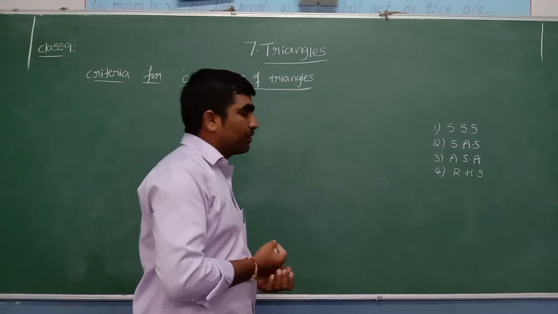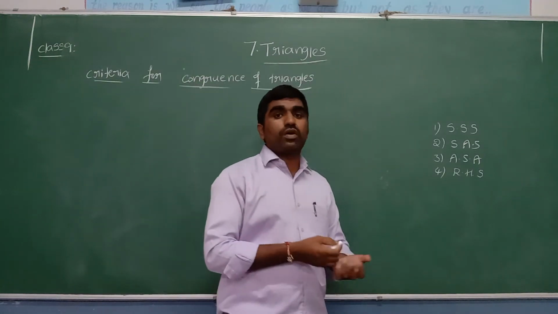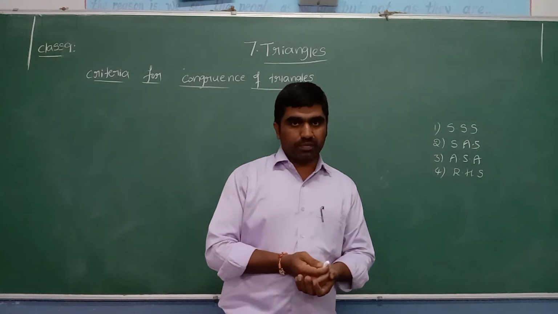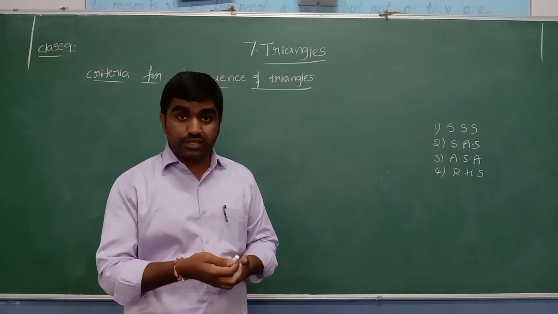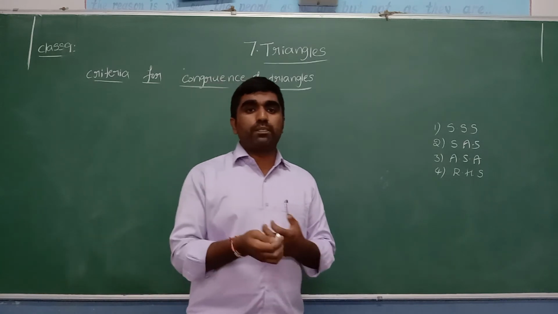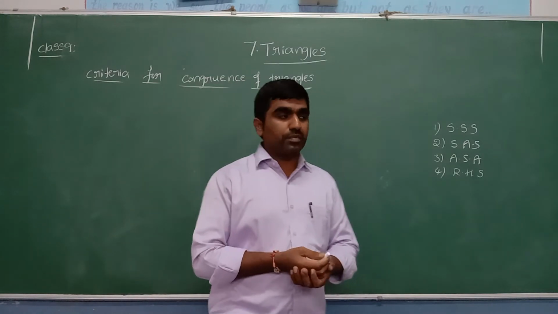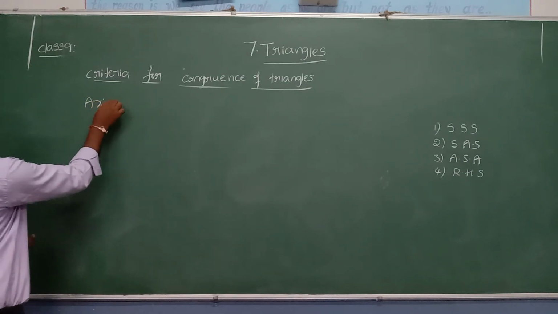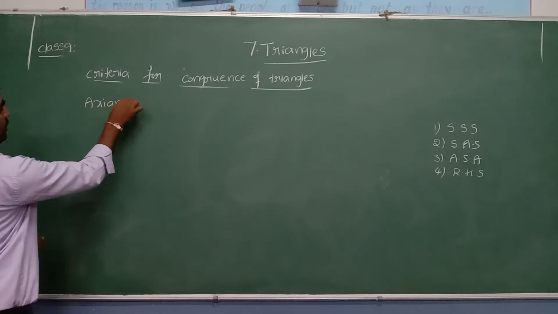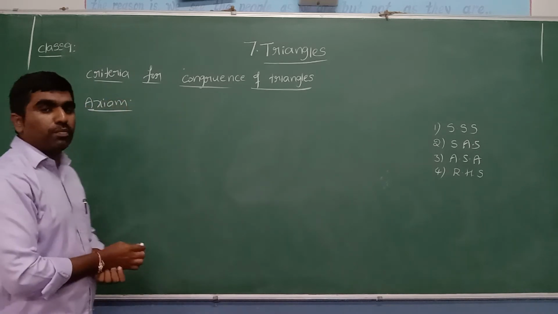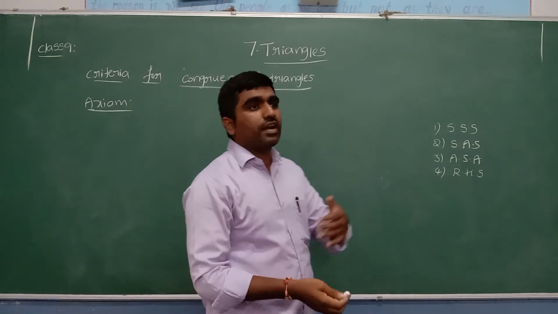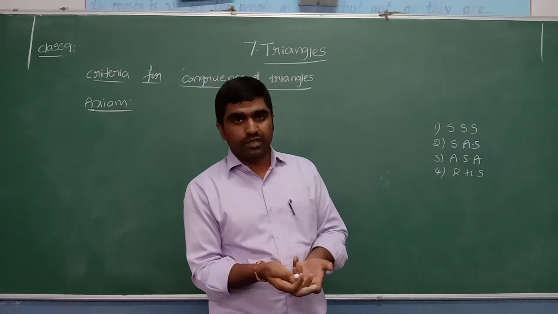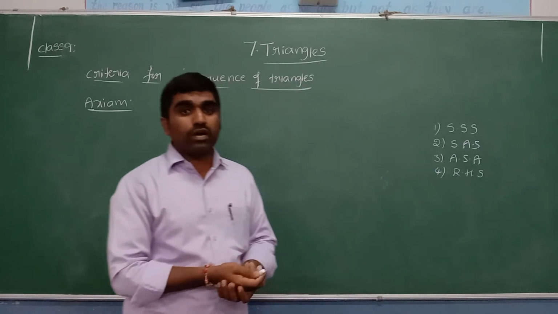Some of them have proof. If a condition has a proof, it is called a theorem. Theorem means it has a proof. If there is no proof, it is called an axiom. What is meant by an axiom? It is a universal truth. There is no proof, like we can say the sun rises in the east. It is a universal truth, no proof is required. So these types of universal truths are called axioms.